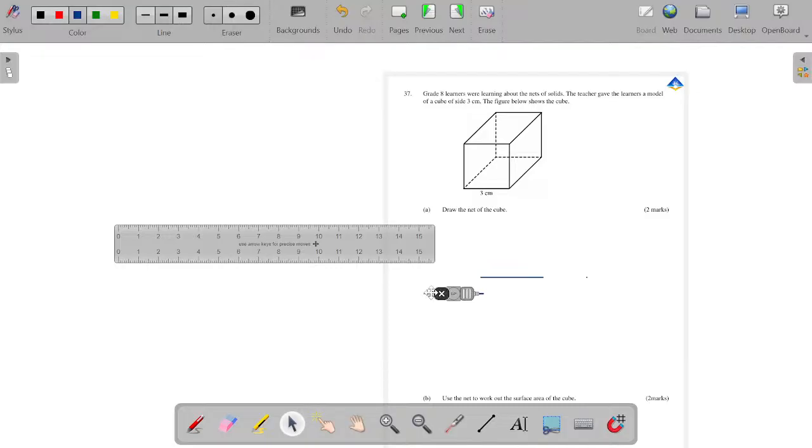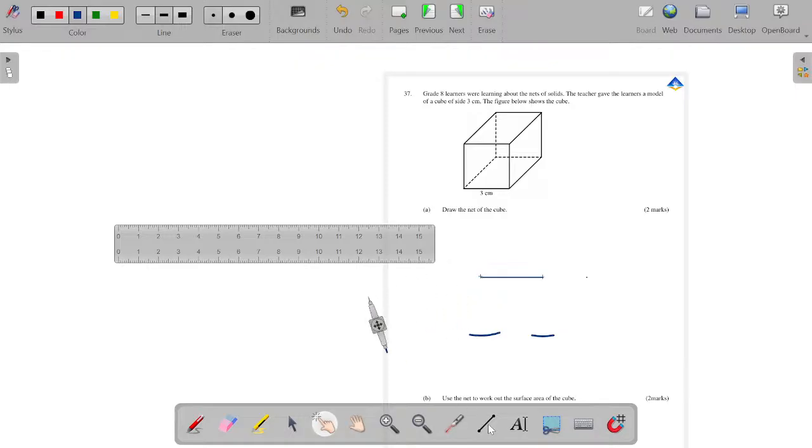So let me do the drawing. Before, I also come here. Do it like that.